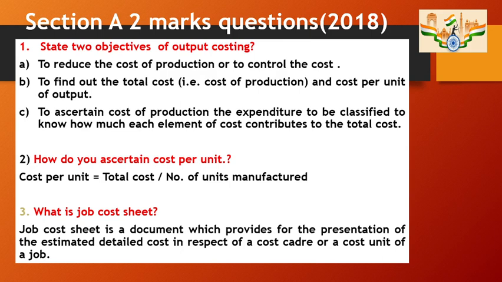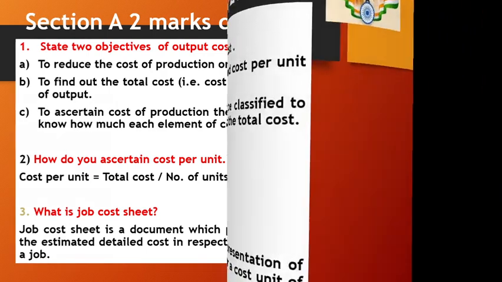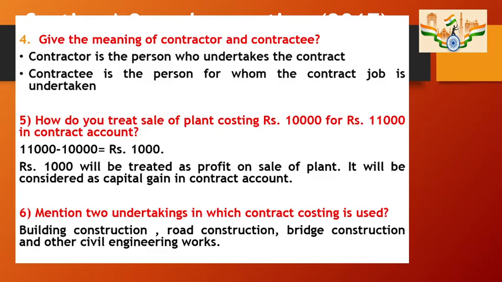How do you ascertain cost per unit? Cost per unit equals total cost divided by number of units manufactured or number of units produced. Then what is a job cost sheet? Job cost sheet is a document which provides for the presentation of the estimated detailed cost in respect of a cost centre or a cost unit or of a job. Number 4, give the meaning of contractor and contractee. Contractor is the person who undertakes the contract. Contractee is the person for whom the contract job is undertaken.